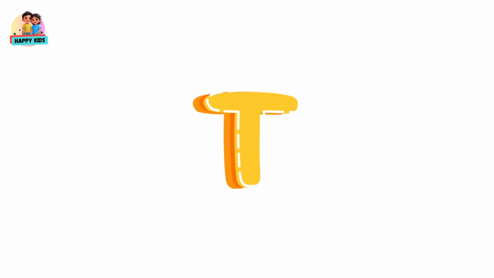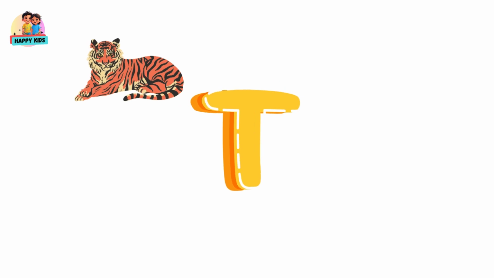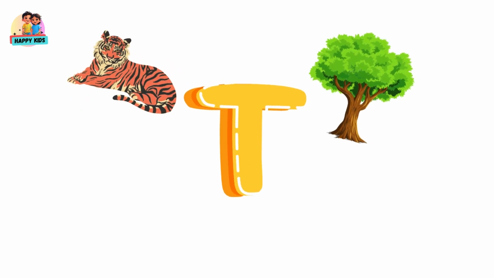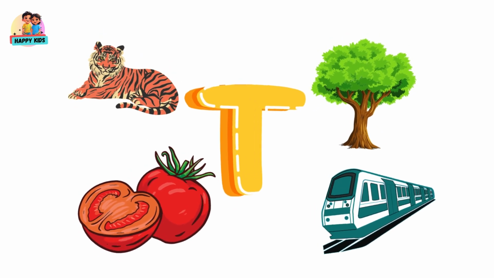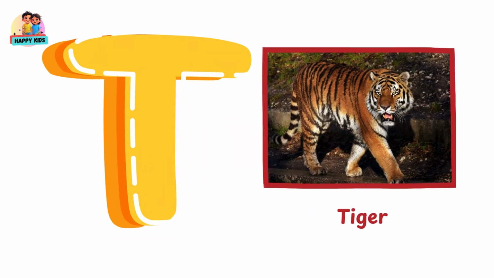This is T. T is for tiger. T is for tree. T is for tomato. T is for train.